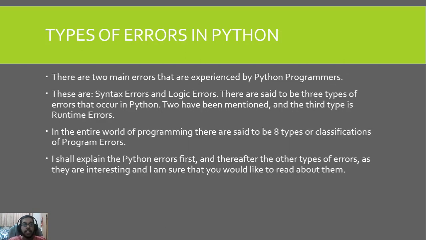Types of errors in Python. There are two main errors that are experienced by Python programmers. These are syntax errors and logic errors. There are said to be three types of errors that occur in Python. Two have been mentioned, and the third type is runtime errors. In the entire world of programming, there are said to be 8 types or classifications of program errors. I shall explain the Python errors first and thereafter the other types of errors, as they are interesting and I am sure that you would like to read about them.